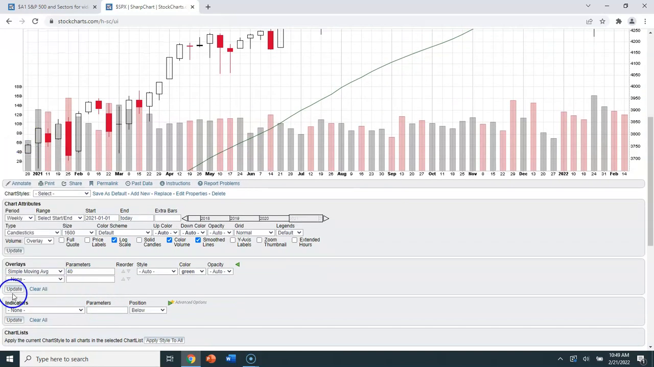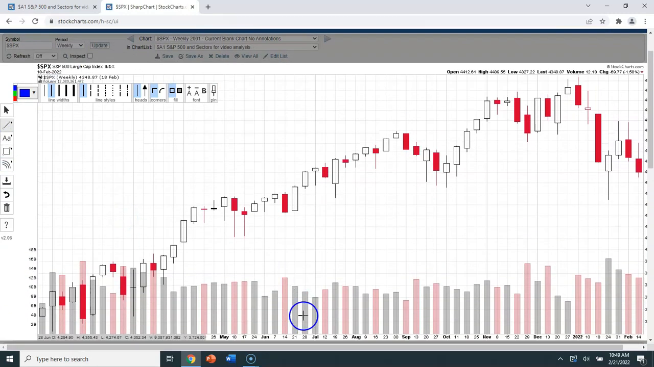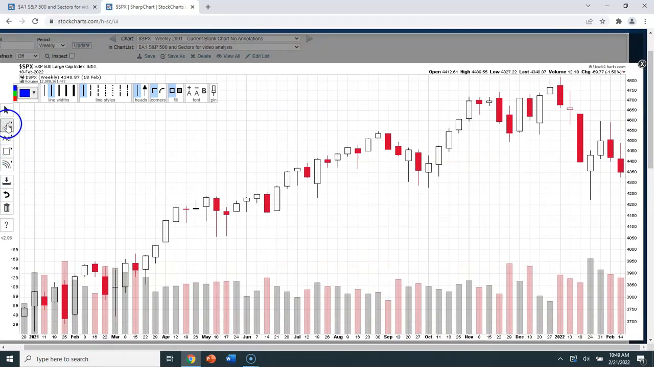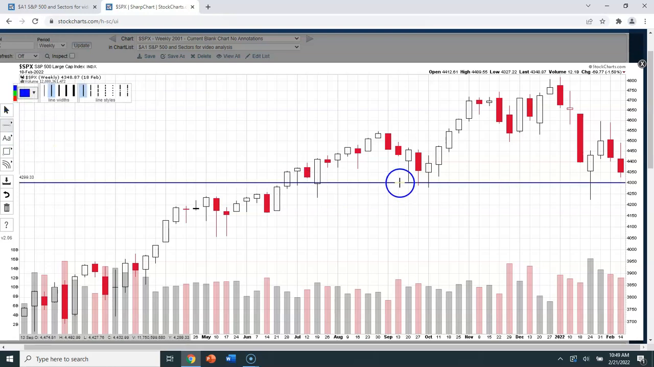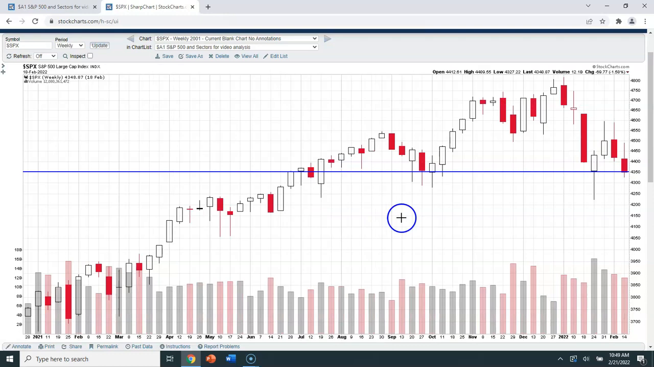So let's get rid of this, and I'm going to do an update there. And now let's bring up the annotations tool. The first thing we want to do here is start off with a horizontal line. Now, we know from previous analysis that the 4350 level on the S&P 500 has been a very, very important support and resistance level. It's been a very, very important support and resistance level since clear back in June of 2021, when we first got up to this level.